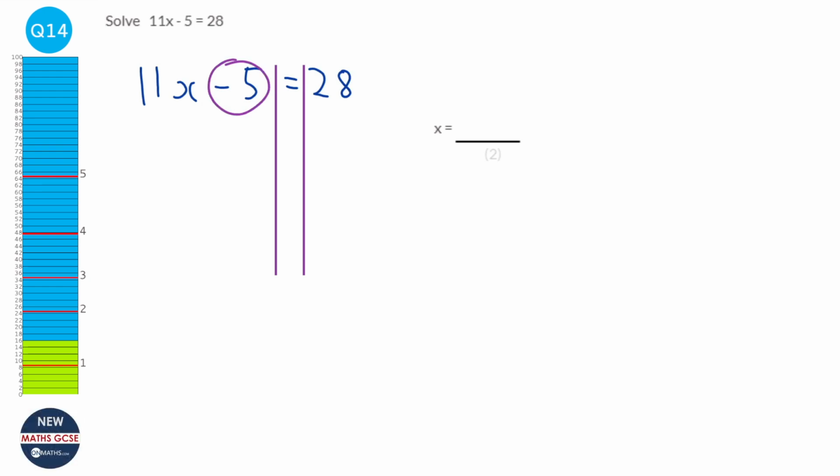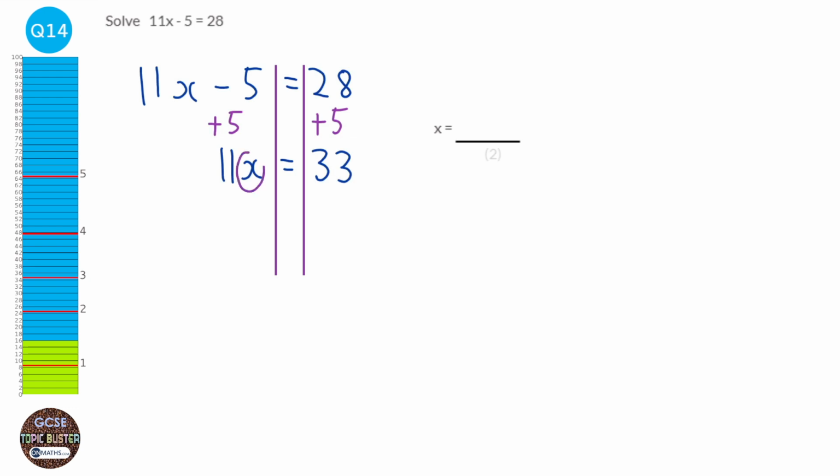We've got to figure out what is the opposite, what's the inverse of take away 5. Well, the inverse is going to be plus 5. Now we can't just do that to the left hand side, we've got to do it to the right hand side as well. So we add 5 to both sides. When we add 5 to the left hand side, we're just left with the 11x. On the right hand side, we do 28 plus 5, which is 33.